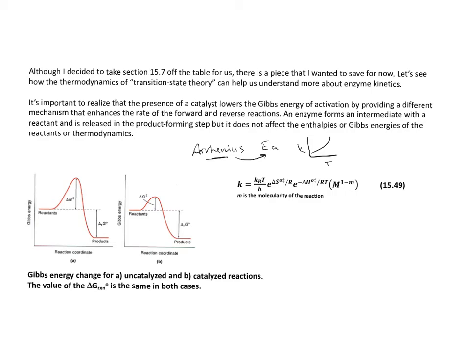An enzyme forms an intermediate with a reactant and is released in the product forming step, but it does not affect the enthalpies or Gibbs energies of the reactants in the thermodynamics. I really should say that's not true. That's reactants for products. I think what I was trying to get at here is that I'll use my black arrow to indicate earlier parts of our textbook in thermo versus looking at the process during the reaction, which is really what kinetics is about. So although we end up using thermodynamic terms like enthalpy and entropy, we will apply them to the transition state.